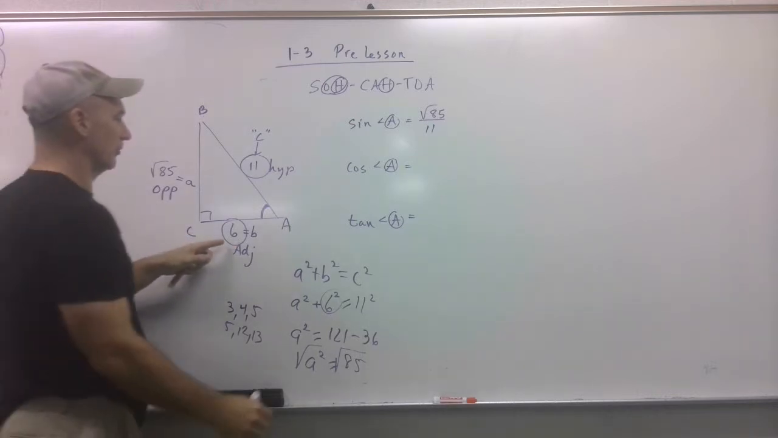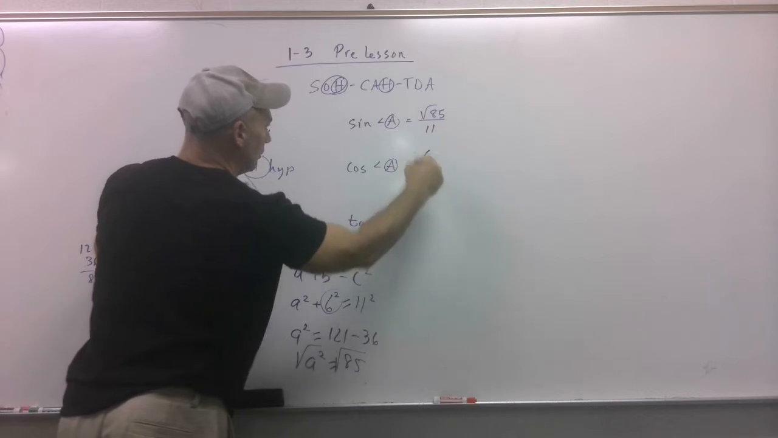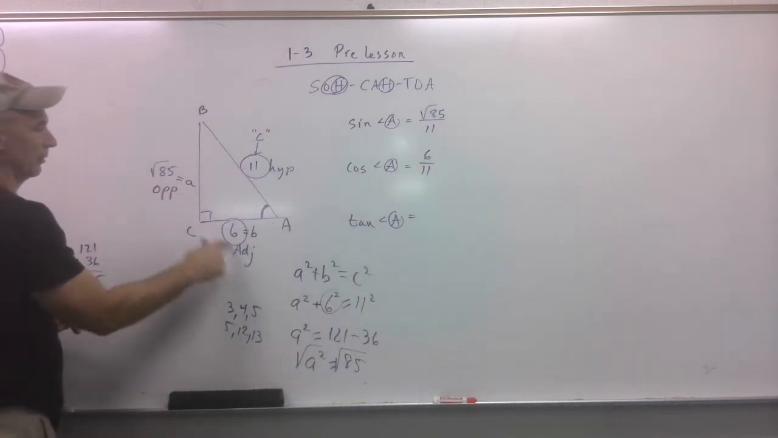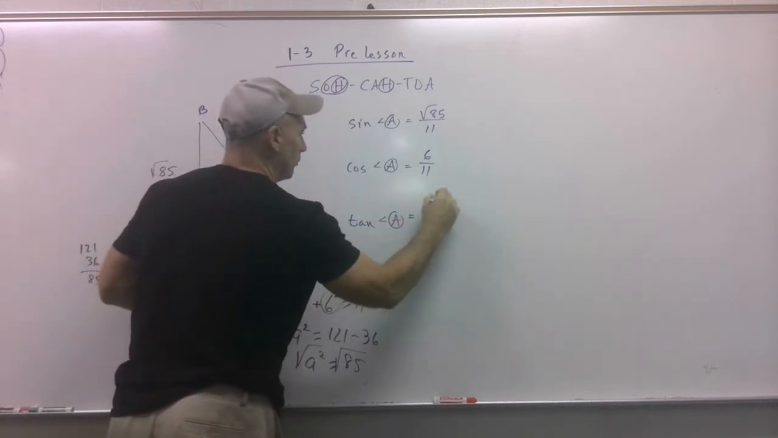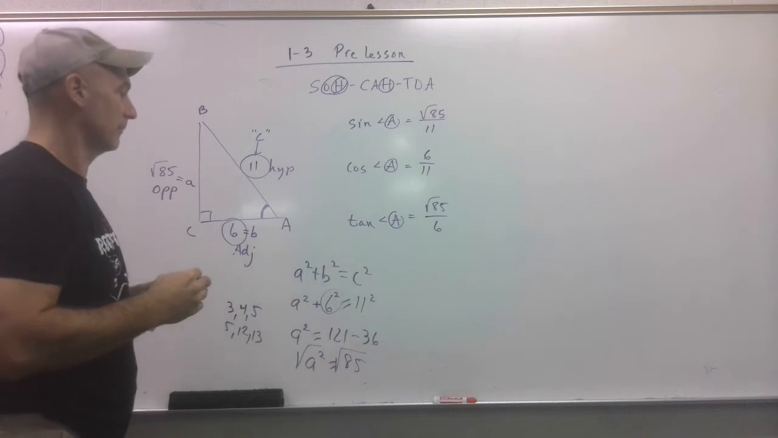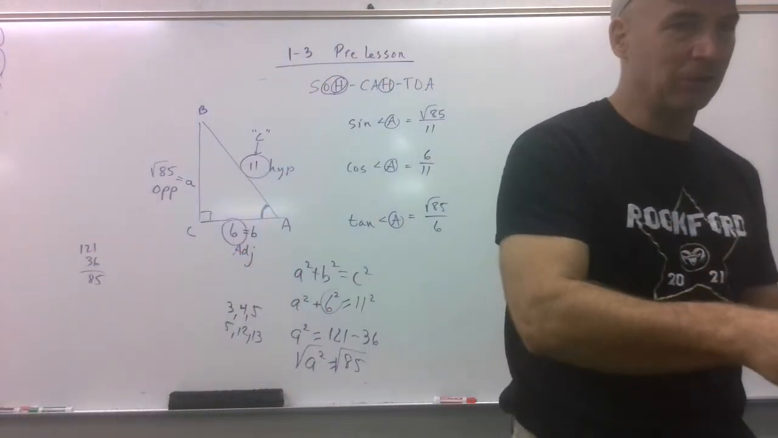Cosine. Cosine is adjacent over hypotenuse, so that's just 6/11. Reduce these if you can. Tangent of angle A is opposite over adjacent, so we get the square root of 85 all over 6. Okay, here's how we use trig and Pythagorean theorem if we need it.